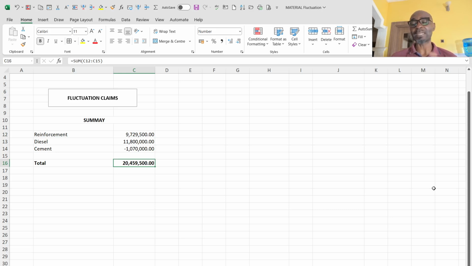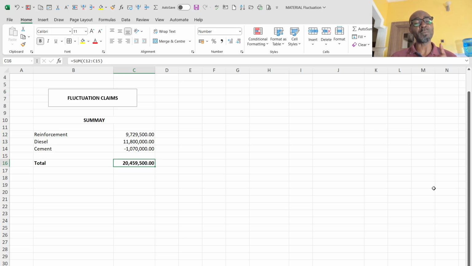So having said that, like I told us, we are going to do some practical illustration on how to go about fluctuation when you come across it in the contract that you are administering.